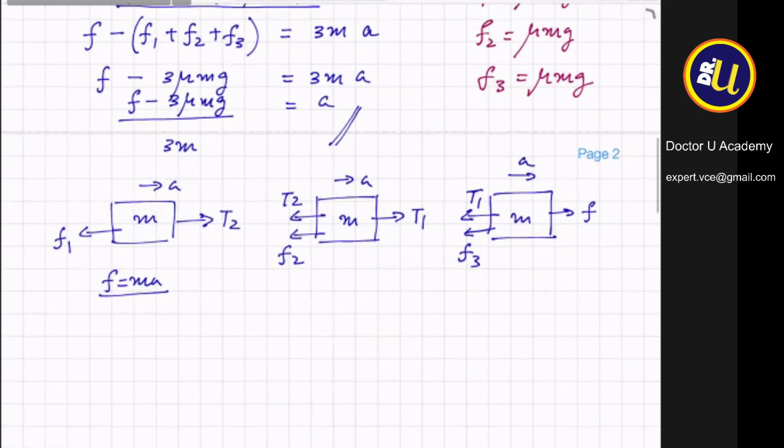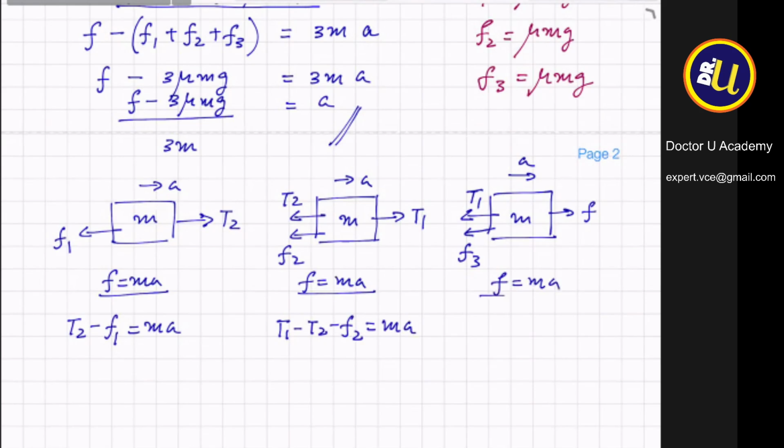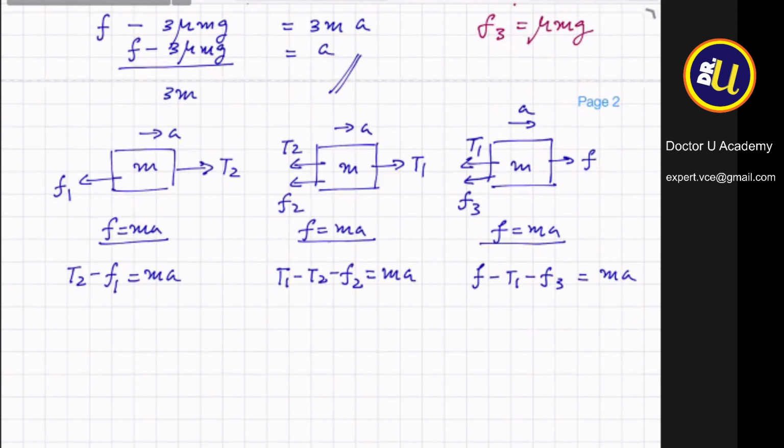So when we do that, this should be T2 minus F1 is equal to m times a. For the second object, net force would be T1 minus T2 minus F2 is equal to ma, and for the third object, net force would be F minus T1 minus F3 is equal to ma, right? So T2 you can find from here, that would be F1 plus ma.